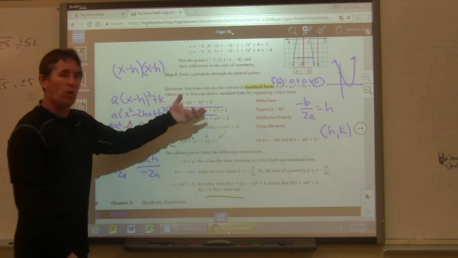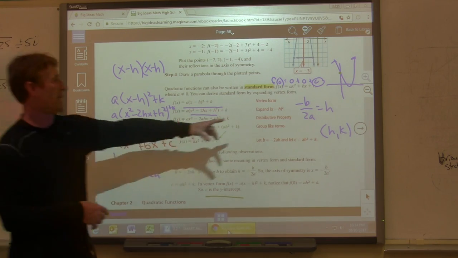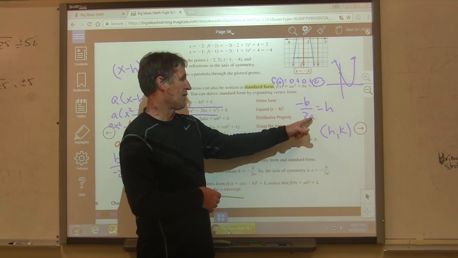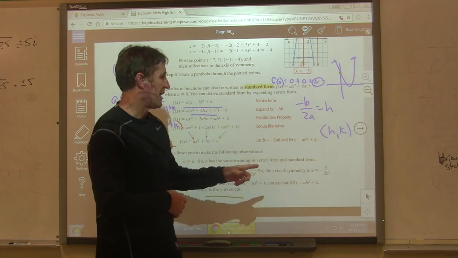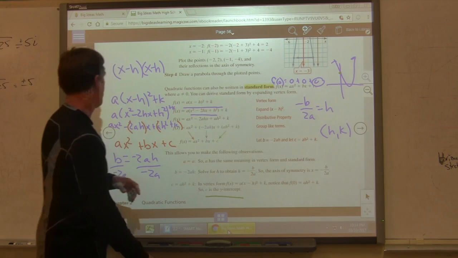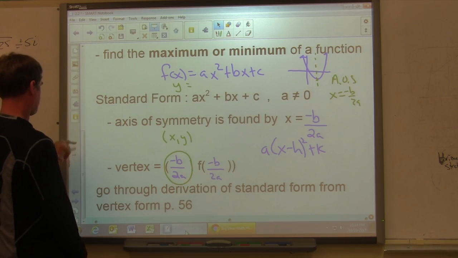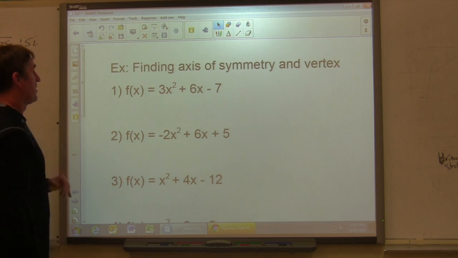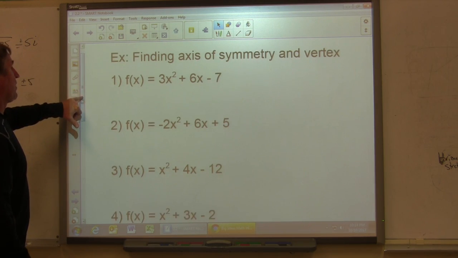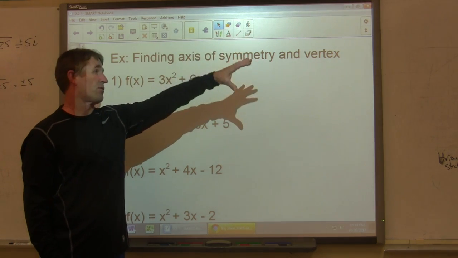And so it's not important that you can do this. It just shows us where this axis of symmetry, negative b over 2a, comes from, and then how we get the k value, because we're just plugging in that x value into the function. So if we go back to the notes, what I'm going to do now is go through several examples of how to find the axis of symmetry and the vertex.